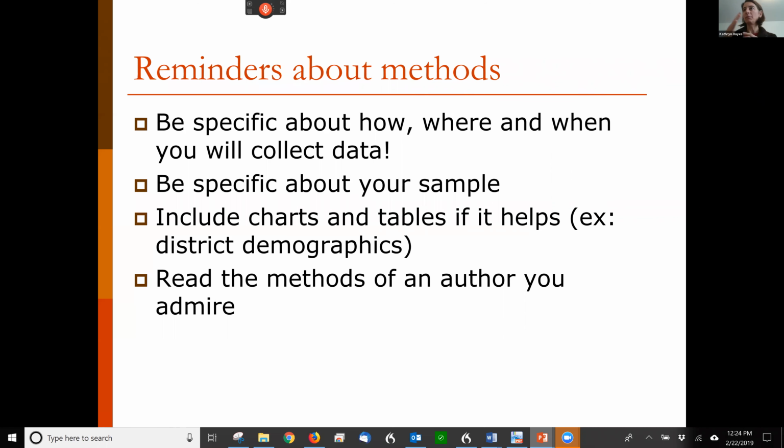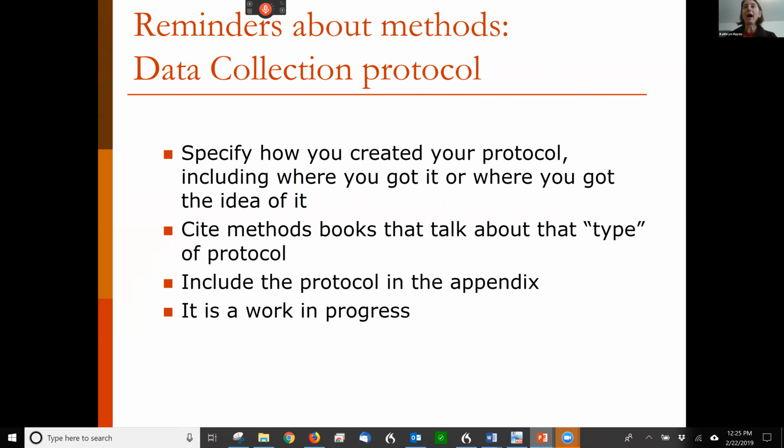This is where you would describe how you created your protocol, including where you got it and where you got the idea of it. Throughout the methods, including this section, you want to cite. You want to cite what authors you were reading when you thought about these questions for the protocol, what authors helped you understand what kind of sample to use, and what methods book talked about the type of protocol. And then of course you want to include the revised data collection protocol in the appendix.